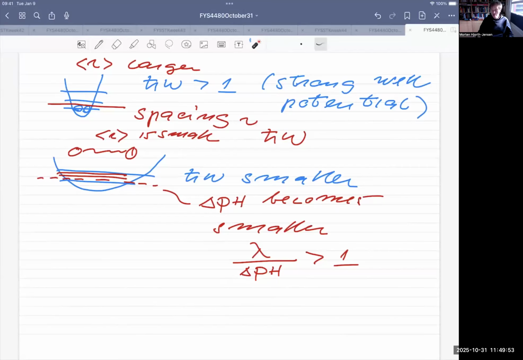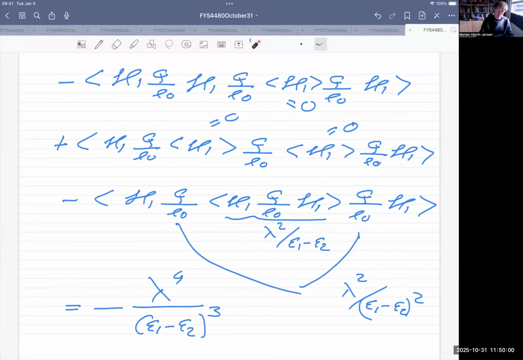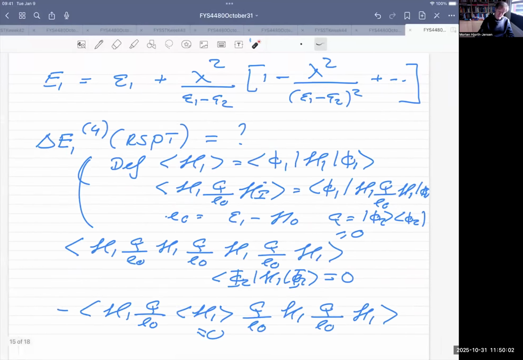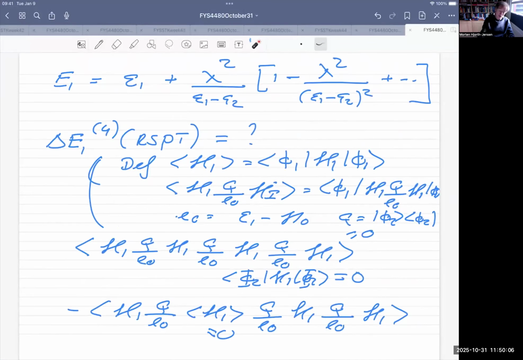This was a long digression, but what I wanted to do was, from this extremely simple example which we had here, this simple 2x2 example, that example conveys a lot of the physics which we can expect. So if the ratio between lambda and E1 minus E2 is less than 1 typically, then this expansion here may become problematic.